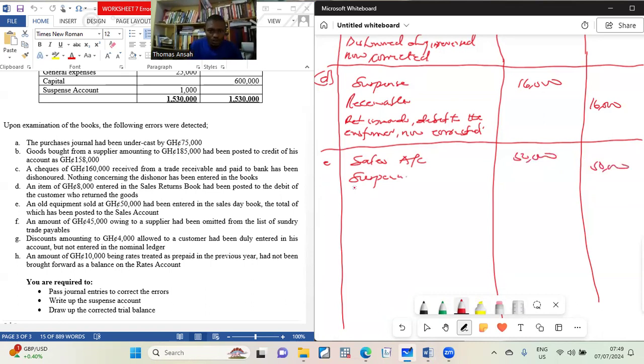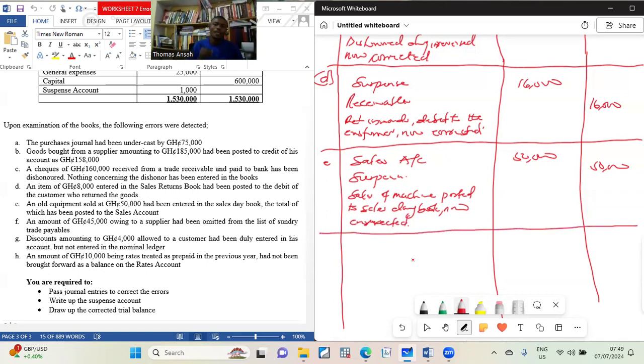All right. So you can say that sale of machine posted to sales day book, now corrected. That's all. Let's go to the next one, F.